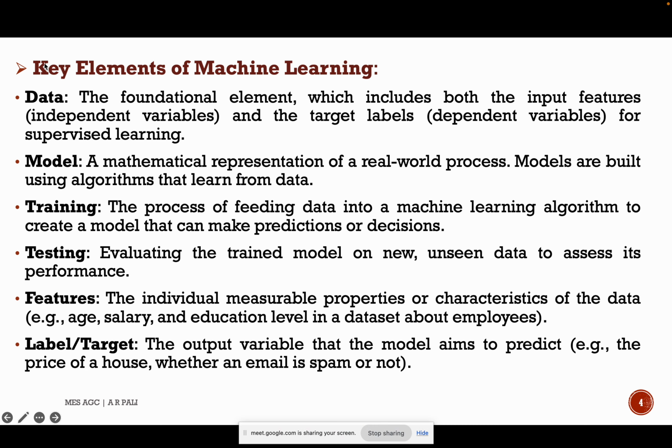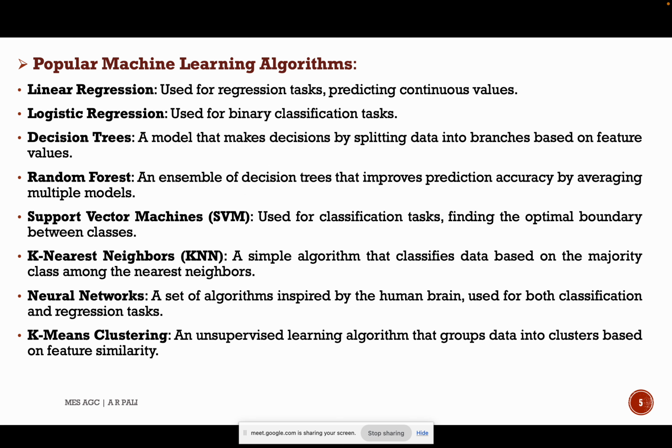So these are the key elements of machine learning. We want data, we want model, then training set of the data, testing set of the data, features of the data, and then labels used. Now what are the popular machine learning algorithms?